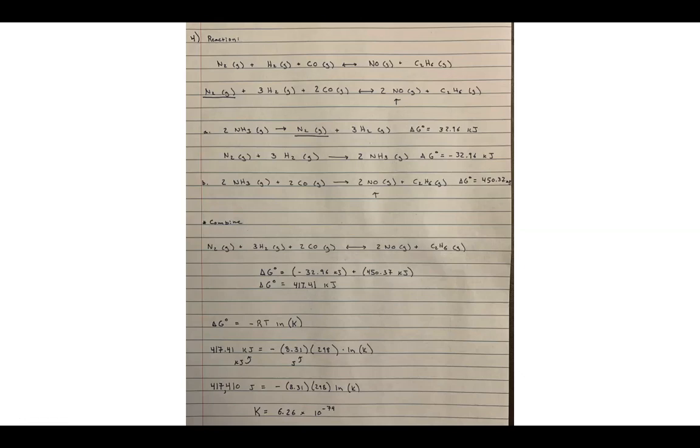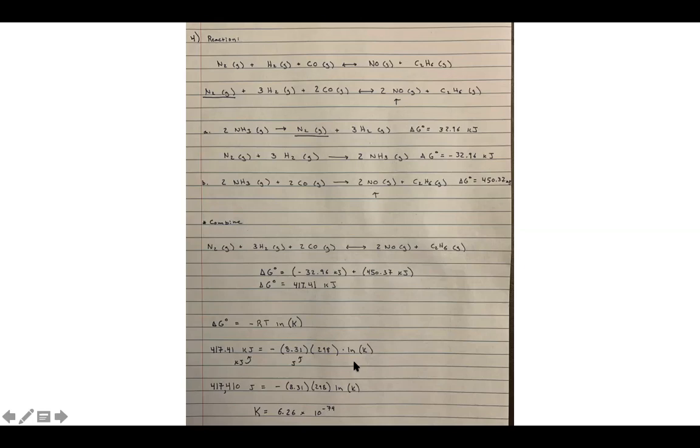Okay, so what's K? Now that we have delta G naught for our overall equation, we want to find an equation that utilizes both that delta G naught value and our equilibrium constant. The equation we're going to use is that delta G naught is equal to negative RT times the natural log of K. Delta G naught here we just solved for above, that's going to be that 417.41 kilojoules. We're going to plug in R, which is 8.31, and our temperature, which is 298 Kelvin, multiplied by the natural log of our equilibrium constant, K.